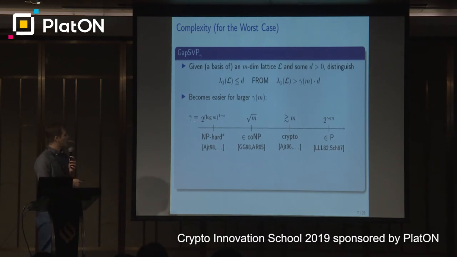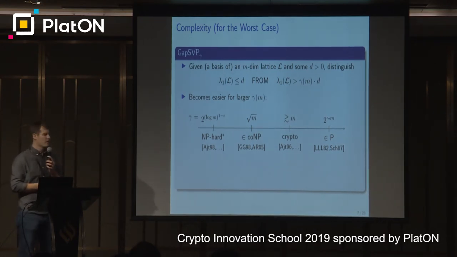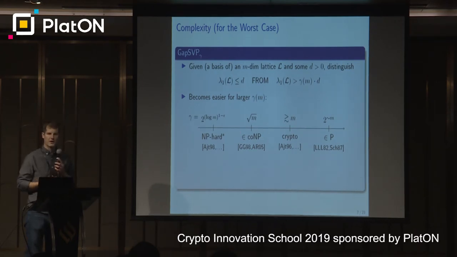But what's interesting is that as we bring up the approximation factor to roughly the square root of the dimension, the problem is now known to be in co-NP. In other words, we can efficiently prove to a verifier that the minimum distance is larger than square root of m times d, and the verifier will not be fooled if the minimum distance is actually less than d. Because the problem is in co-NP, we do not expect it to be NP-complete anymore, because a co-NP problem being NP-complete would cause a collapse of the polynomial time hierarchy. So still, at these small factors, the problem appears to be difficult. It's just not NP-hard.